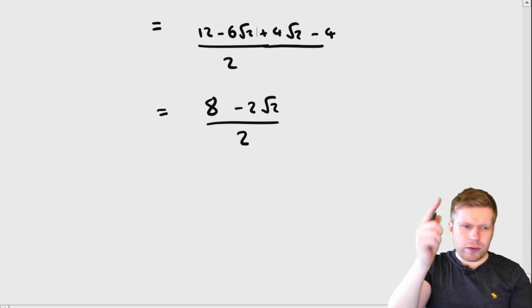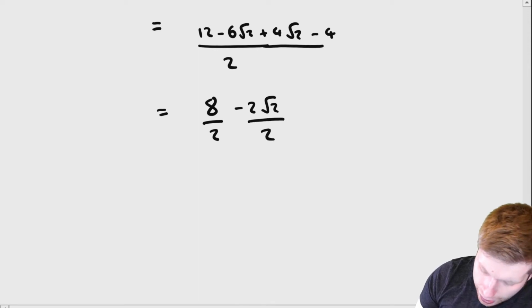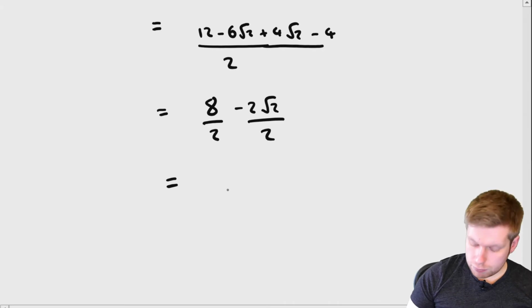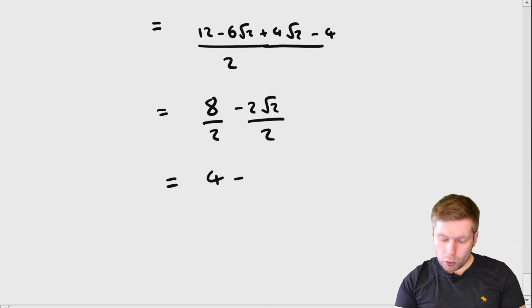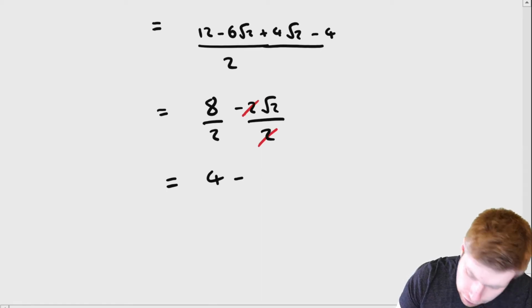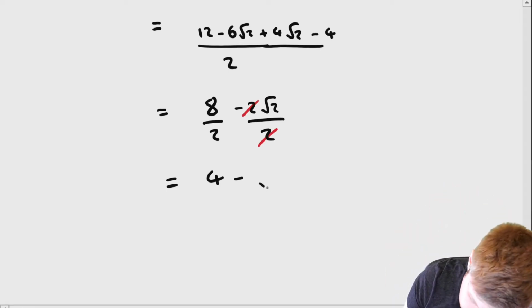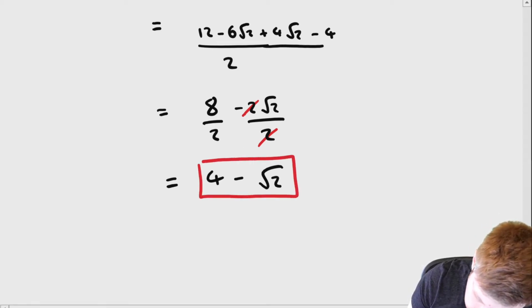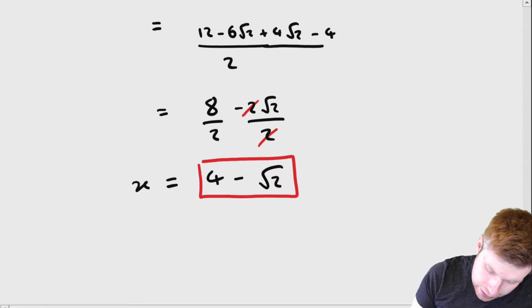And I think we can take it one step further. Just remember this over 2 business just means that this 8 is over 2 and this 2 root 2 is over 2 as well. Okay, so what's 8 divided by 2? That's 4. And what's negative 2 root 2 divided by 2? Well, can you see that the 2 divided by 2 just effectively cancel to make 1? So therefore I'm just going to be left with negative root 2. And that there would be my final answer for, well, what was that again? That was x.